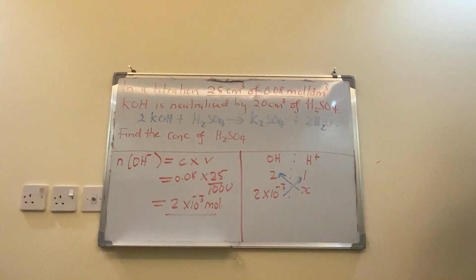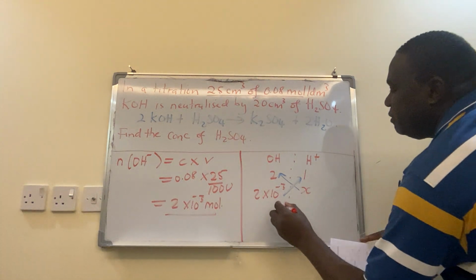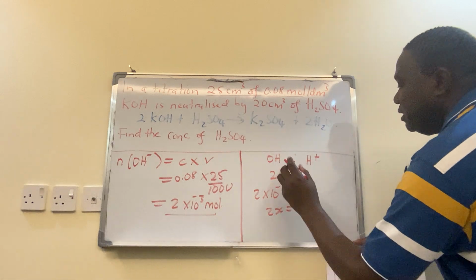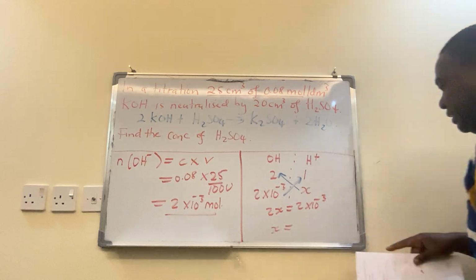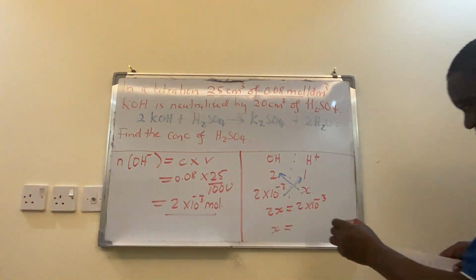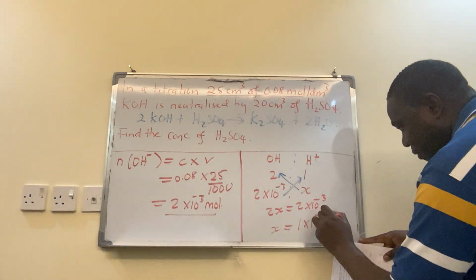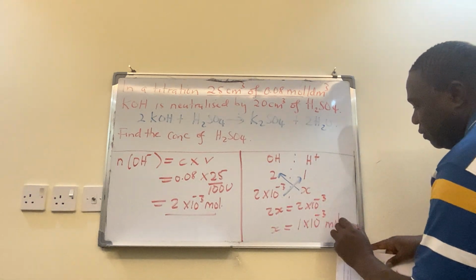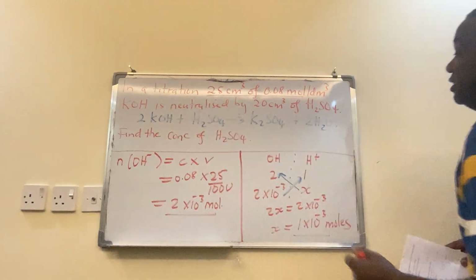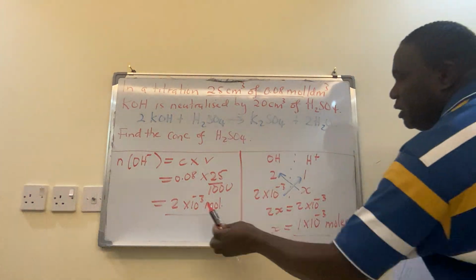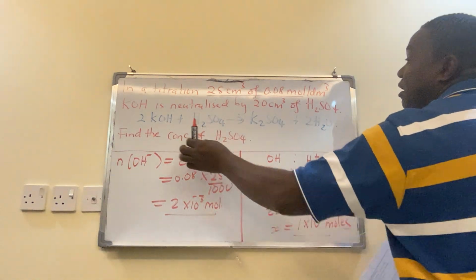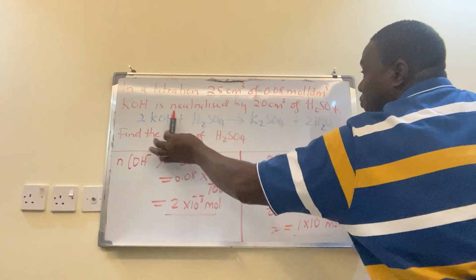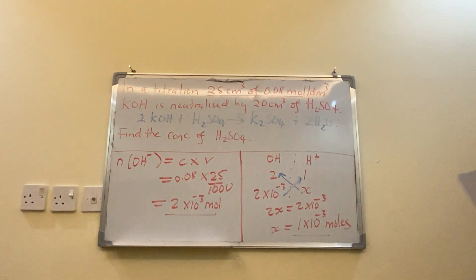Meaning to say your 2x is equivalent to 2 times 10 to the power minus 3. Therefore, my x, if I divide both sides by 2, is 1 times 10 to the power minus 3 moles. And it actually confirms the relationship in our stoichiometry there. If you check 2 times 10 to the power minus 3 to 1 times 10 to the power minus 3, and simplify that ratio, you get 2:1, which is indicated there. Now we have the number of moles of the acid.